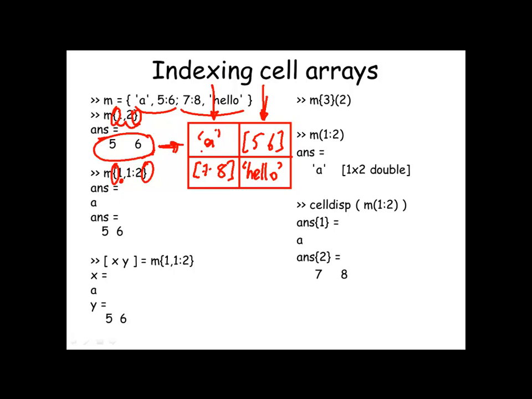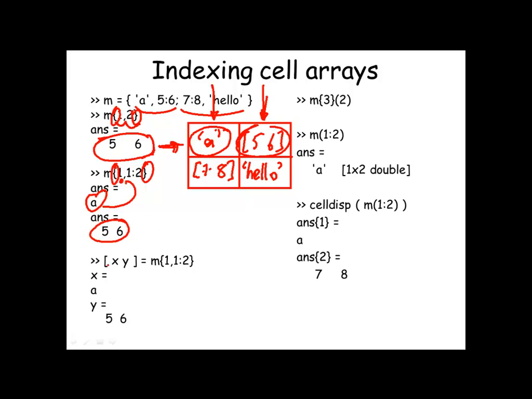So because we have multiple boxes, multiple cells, when we extract their contents, that results in multiple answers, each answer being the contents of the corresponding box. So we will have an answer that contains A and another answer that contains the vector 5, 6. This is quite similar to a function returning more than one output argument.